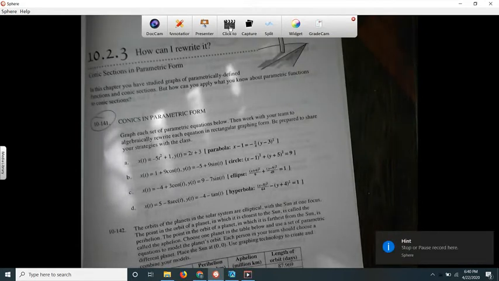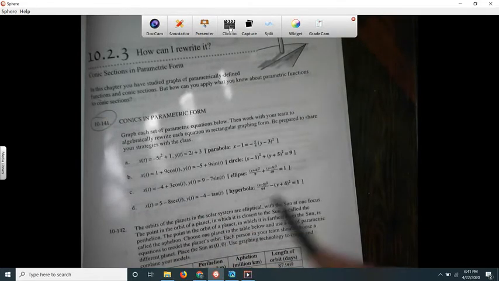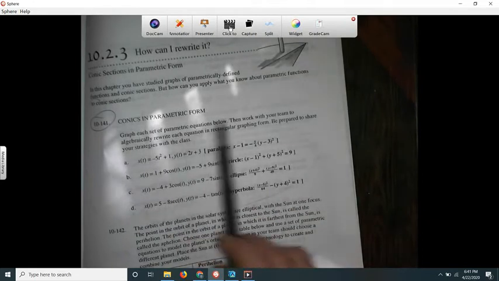Here's your pre-calc lecture for 10.2.3, conic sections in parametric form. In this chapter, you've studied graphs of parametrically defined functions and conic sections. But how can you apply what you know about parametric functions to conic sections? So for 10-1, we're just going to do one problem with parts A, B, C, D. Conic sections in parametric form.